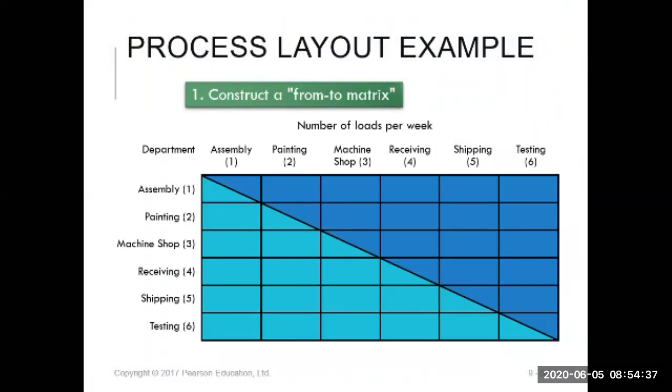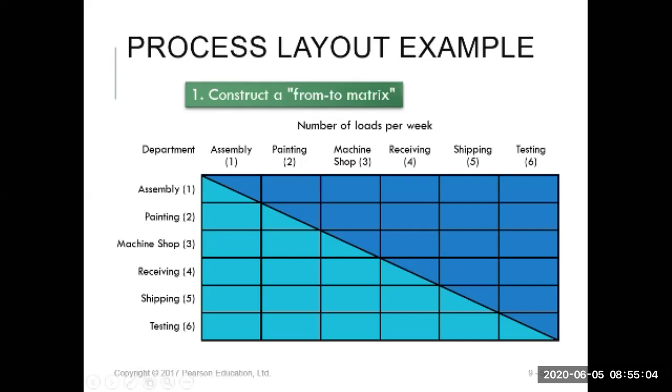We have to combine both loads: the loads from the assembly department to the painting department, and also the loads from the painting department to the assembly department. From and to, we combine both, two ways. It's either one way or two ways, we have to combine. This is what we call a from-to matrix.